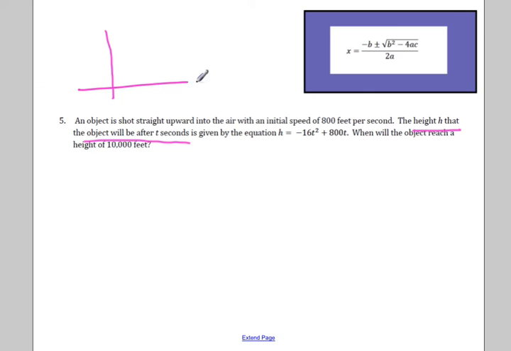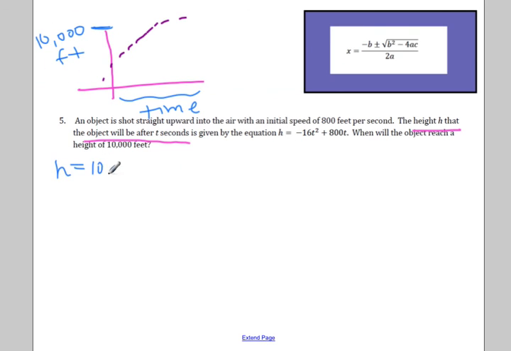So what they're saying this time is I have something being shot up, and it's going up and up and up and up and up. Okay. Down here, this distance is my time. They want to know when my height is 10,000 feet. So if they want to know when my height is 10,000 feet, I'm going to plug in 10,000 for h. So I really have 10,000 is equal to negative 16t squared plus 800t.